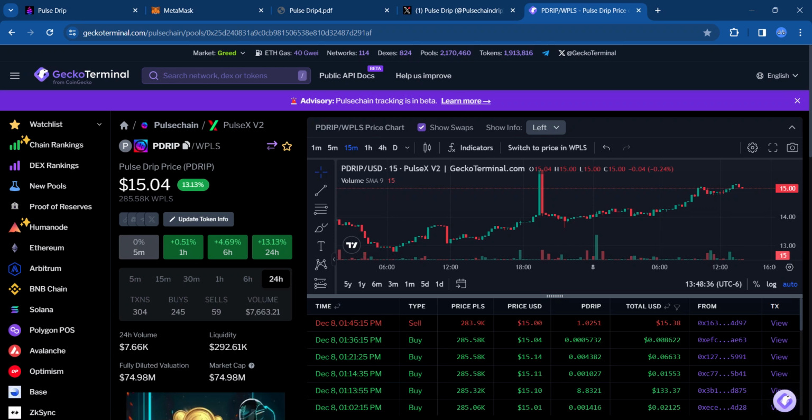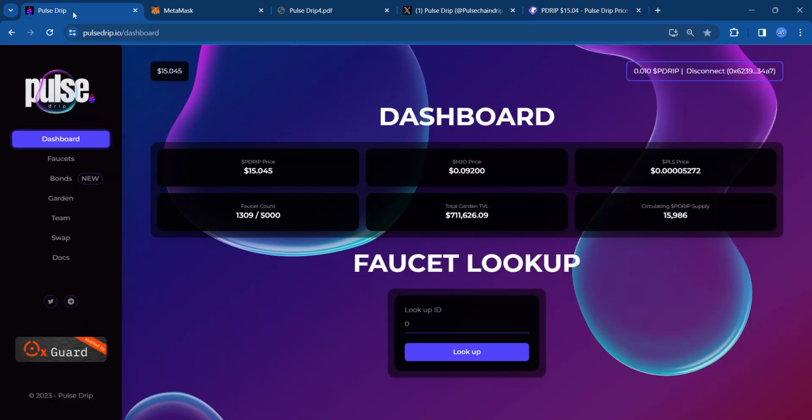So at the time of this video, PulseDrip, it's a nice little rally here, up 13.13% over the last 24 hours. We're sitting at $15.04. Market cap is sitting at 74 million. So holding strong there. Nice to see some green, and nice to see the chart moving up and to the right.